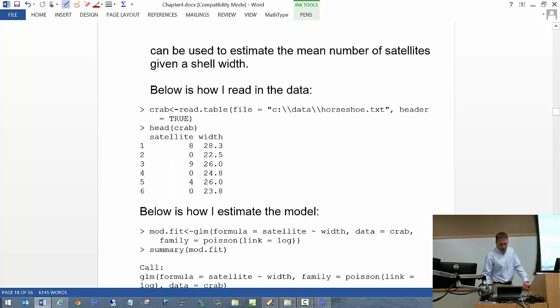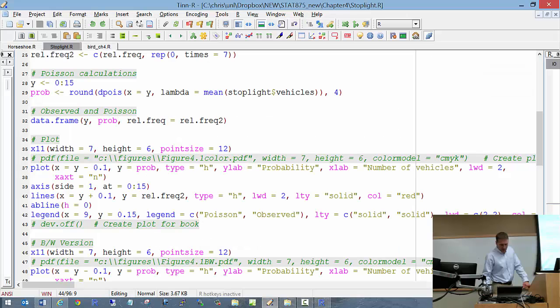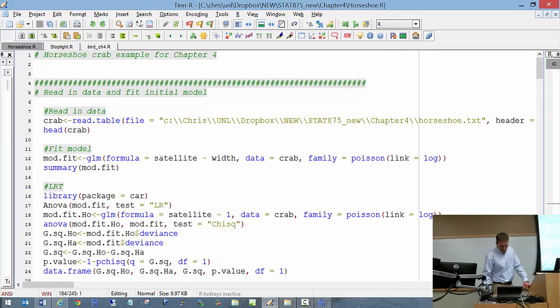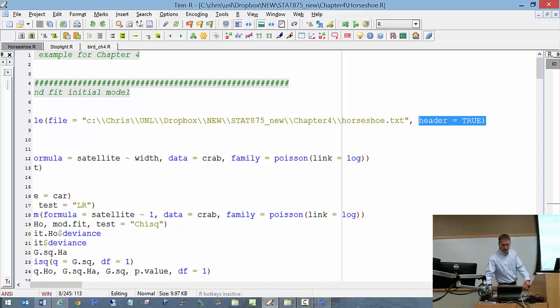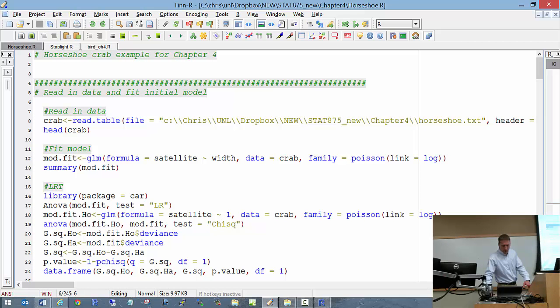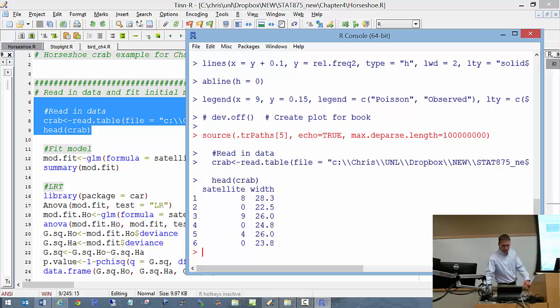So the data itself is in a plain ASCII text file. It is actually space delimited, not comma delimited like we've talked about so many times before. So I use read.table here. Here's where the file is. And I say header equal true because the first row of the data set contains the variable names. And this is what it looks like. So for the first female, the width of her shell was 28.3 centimeters, and there were 8 satellites around her.